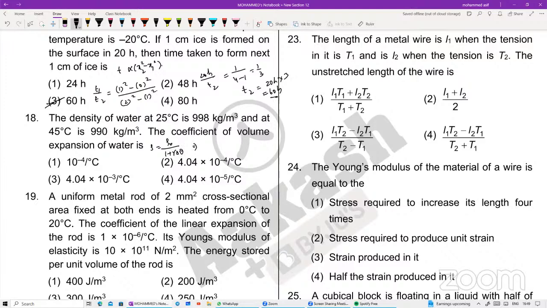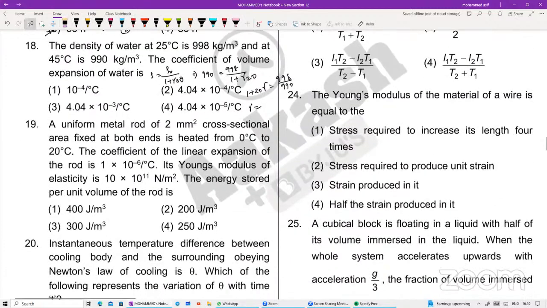Rho की वैल्यू कितनी दे रखी है? Right now the problem, 990 is equal to 998 divided by 1 plus gamma times the temperature difference. Temperature difference कितना है बेटा? 45 minus 25, that will be equal to 20. तो ये हो गया मेरे पास 1 plus 20 times gamma is equal to 998 divided by 990, is it? इसको सिंप्लीफाई कर लीजिए, that will give me the value of gamma, right?